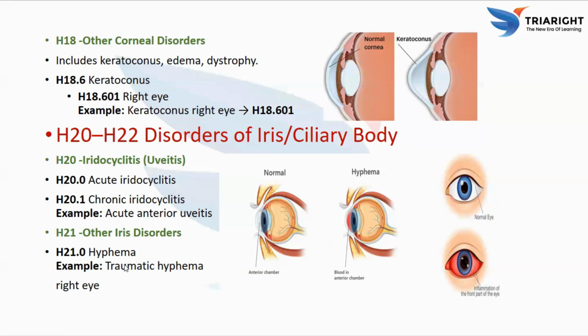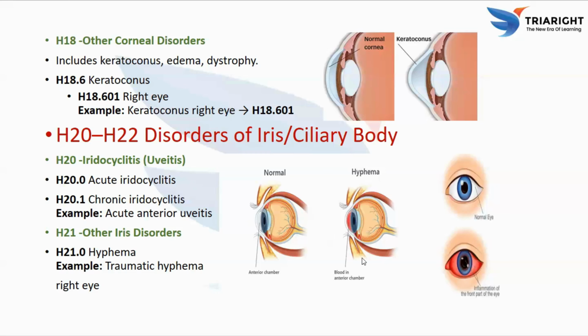So next is H21.0 code assigned for hyphema. So what do you mean by hyphema? It's blood in the anterior chamber, the space between the cornea and iris. This is usually caused by trauma, surgery, and blood vessel rupture. And here you can see the diagram of the hyphema.